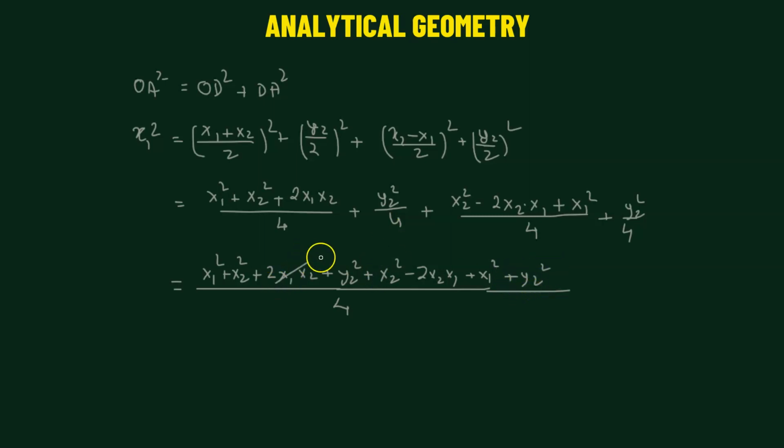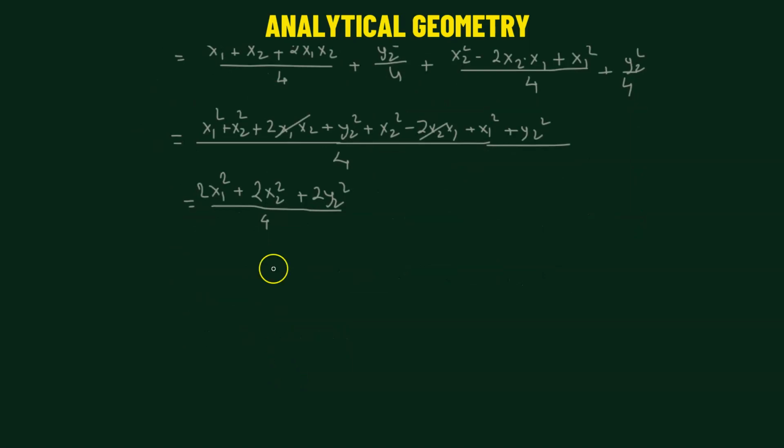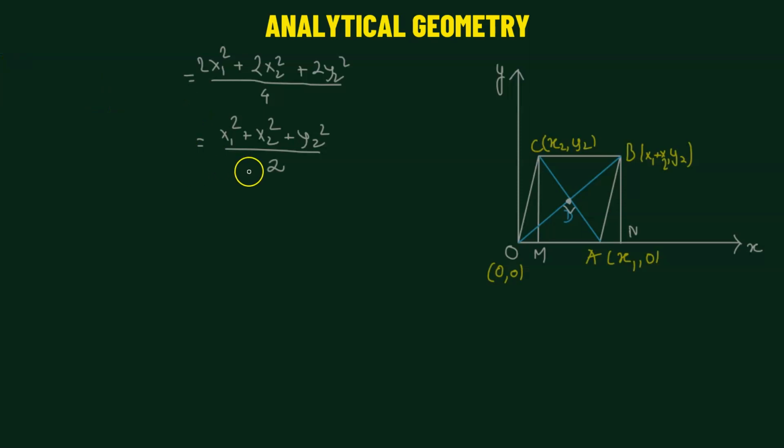So here we can cancel out 2 times x1 x2, and then we add up the terms. So we have (2 x1 squared plus 2 x2 squared plus 2 y2 squared) all divided by 4. So this will be equal to (x1 squared plus x2 squared plus y2 squared)/2. Now we have obtained this expression, whereas on the left hand side we obtained the expression x1 squared.